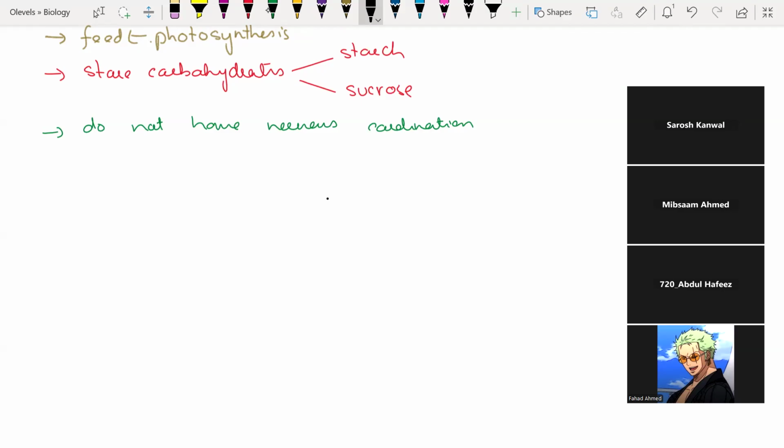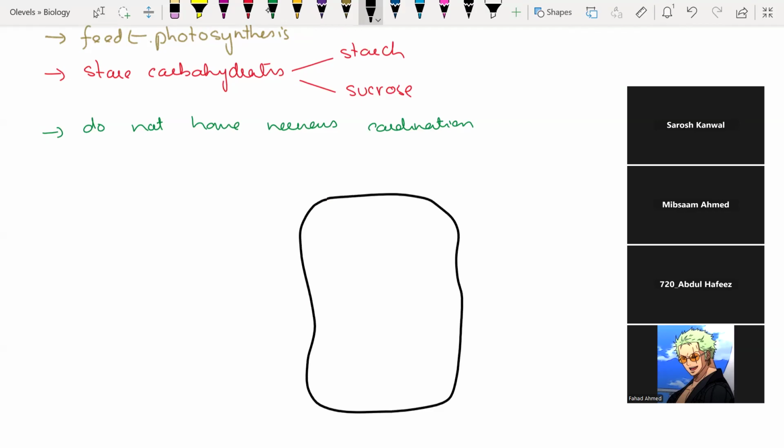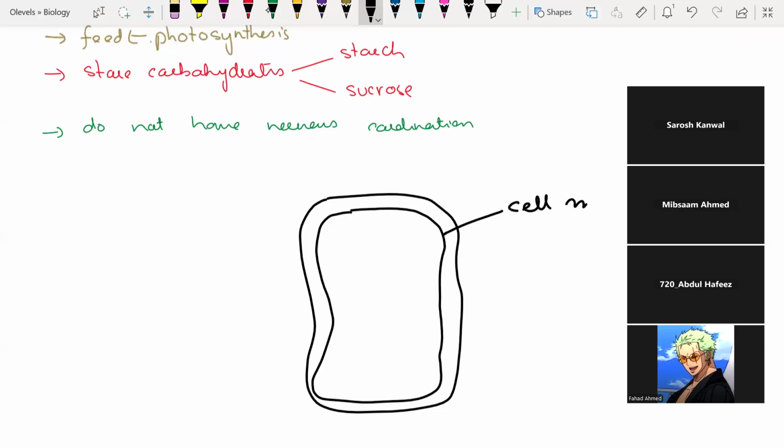Okay, now we have to see how a plant cell looks. This looks something like that, right? So there is a double membrane inside a plant cell. Okay. So this one, the inner one is the cell membrane, right? But the outer one is the cell wall, right?